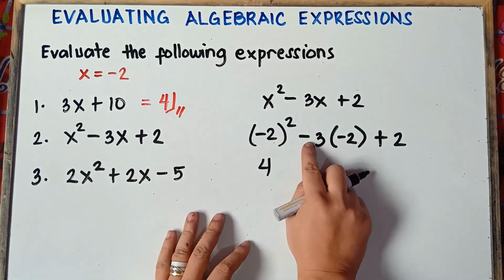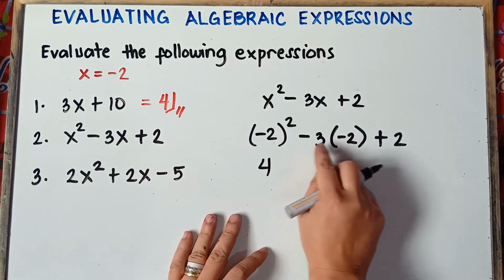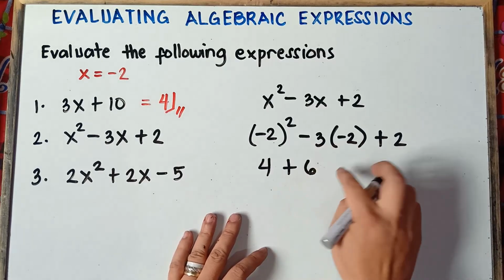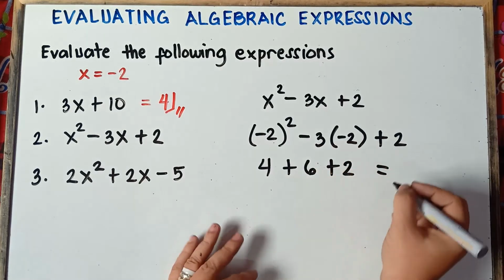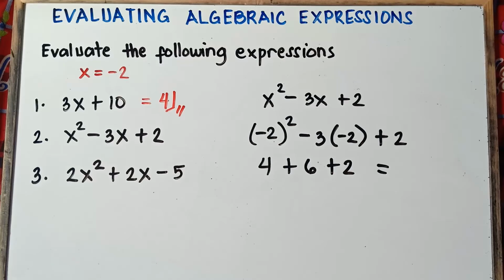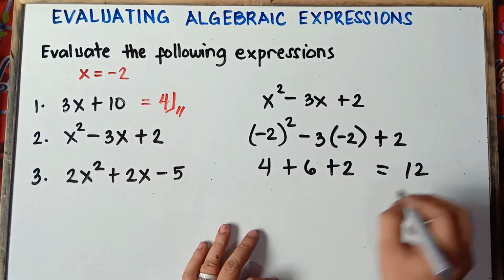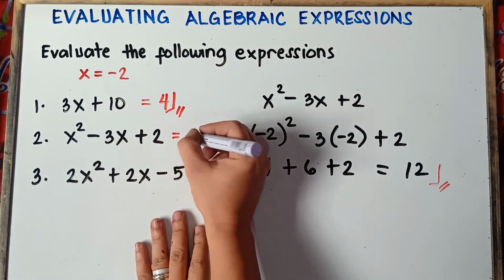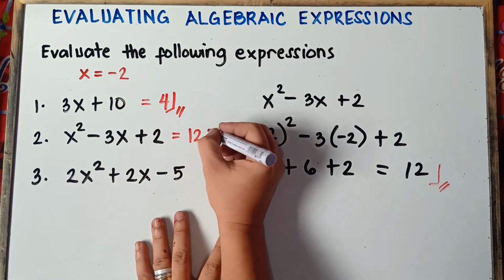And then negative 3 times negative 2. Negative times negative, that would be positive. 3 times 2, that would be 6. And then simply copy plus 2. And then simplify. 4 plus 6, that is 10. Plus 2, that is 12. That's it, class. That's the answer with regards to example number 2. Alright, so the answer is 12.